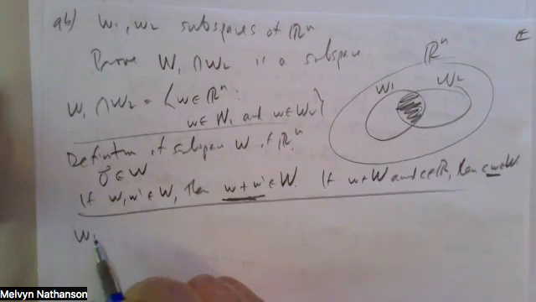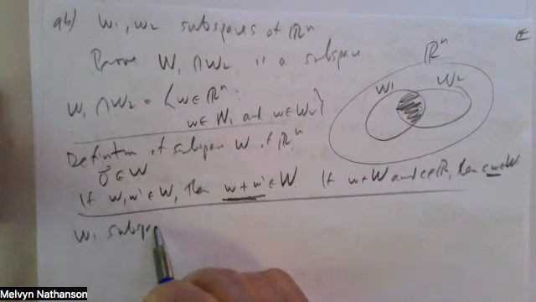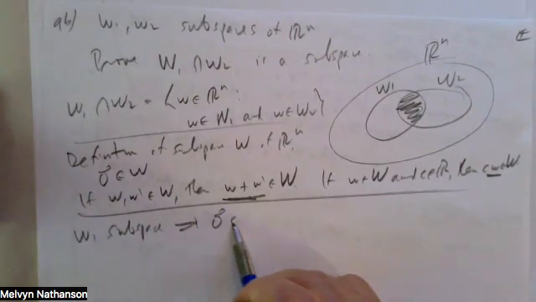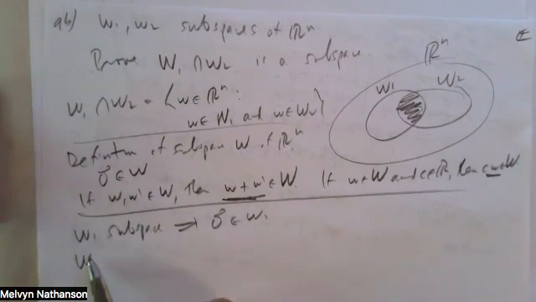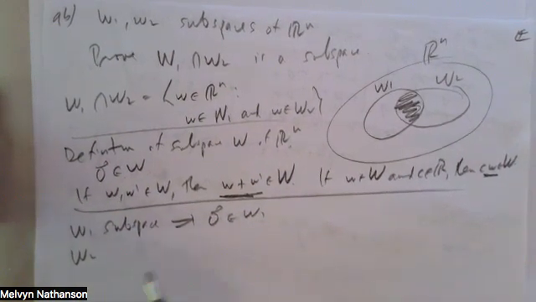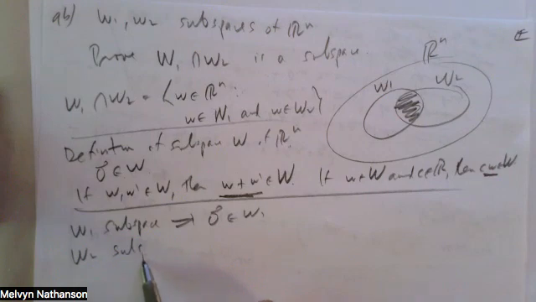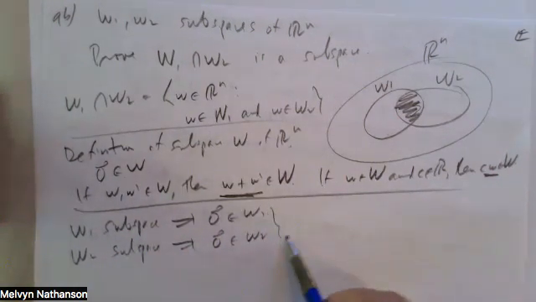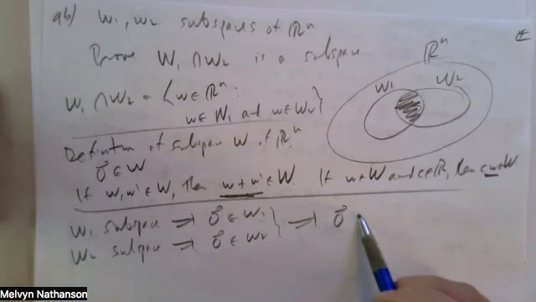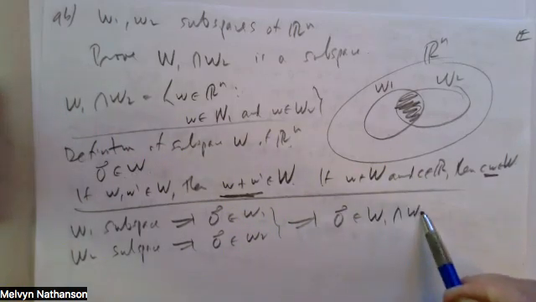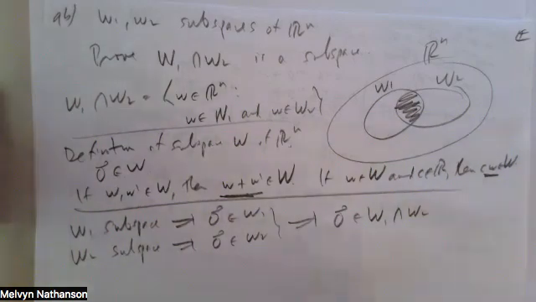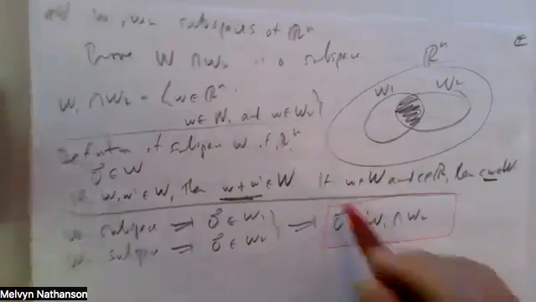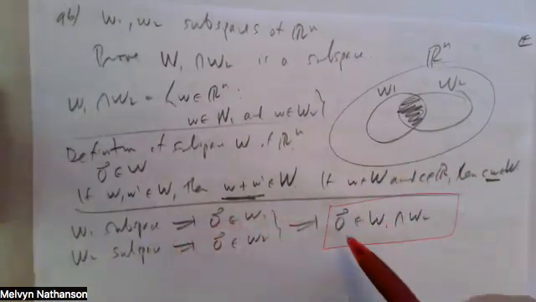So W1 is a subspace, so 0 is in W1, because that's part of the definition of a subspace. And W2 is a subspace, so 0 is in W2. But that means the zero vector is in both of them, it's in the intersection. So this first condition, that a subspace contains the zero vector, is satisfied. Okay.